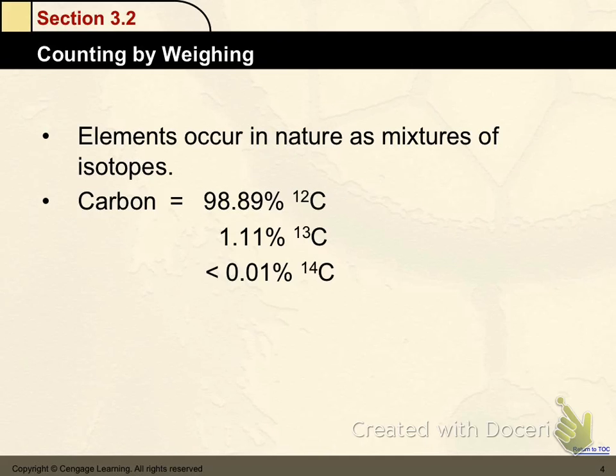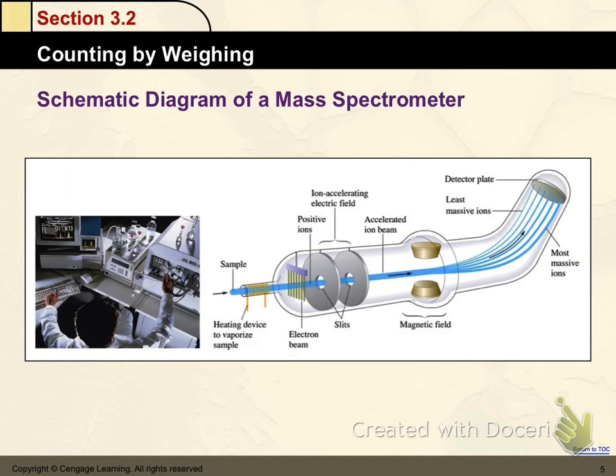So we want to know, like with our bag of peanuts, how do we know what the average mass of the peanut is? That's a viable question to ask. We also want to know what these masses are and how we find them. Well, this is the instrument that we use. It's called the mass spectrometer.